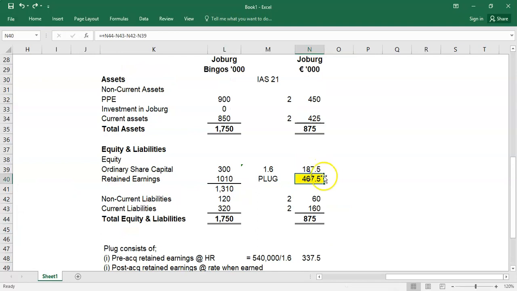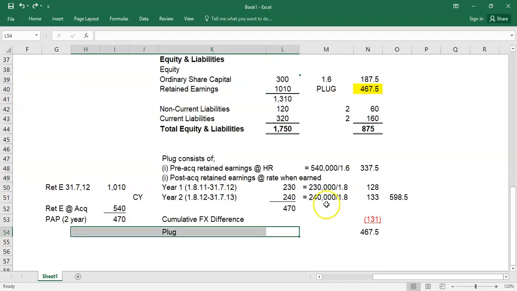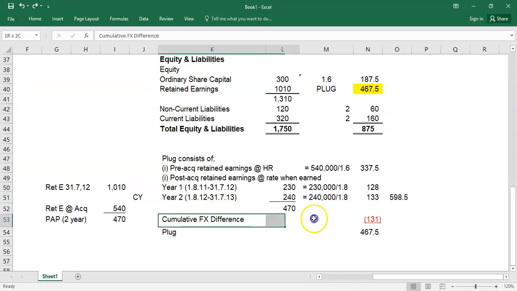So when we're splitting that out, there's 2 separate things going on there, and we can prove where that 131 comes from, which we'll do in a second. So that's an important second step: get the plug figure, figure out what's in the plug figure. The 598.5 we're now going to use for the goodwill calc, this element, and for sharing out post-acquisition profits between the parent and the NCI. This cumulative FX difference is going to be used for the OCI, which is IAS 21.